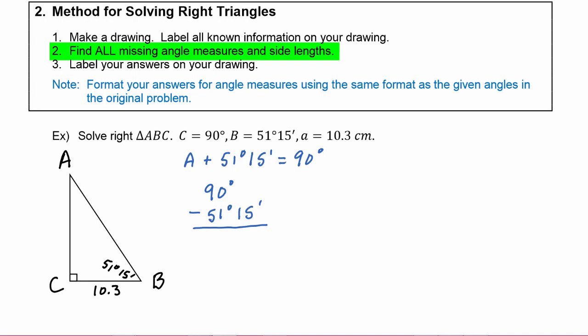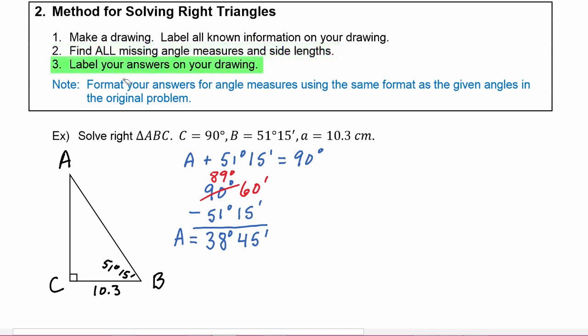Now we know we're going to have to borrow, so the 90 is going to become 89 degrees and 60 minutes. We know 60 minus 15 is 45. 9 minus 1 is 8 degrees. 8 minus 5 is 3. So we know that angle A is going to equal 38 degrees 45 minutes, and we have to label that answer on our drawing.